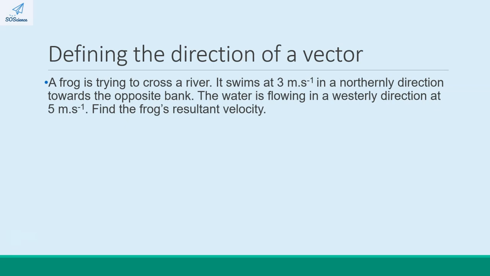Here we're looking at an example of two-dimensional vectors at right angles to one another. A frog is trying to cross a river. It swims at 3 meters per second in a northerly direction towards the opposite bank. The water is flowing in a westerly direction at 5 meters per second. Find the frog's resultant velocity.